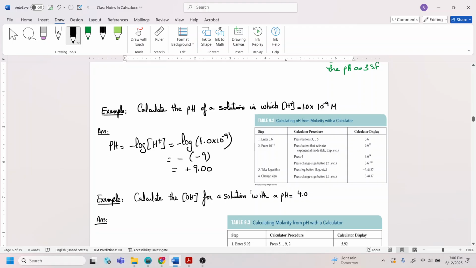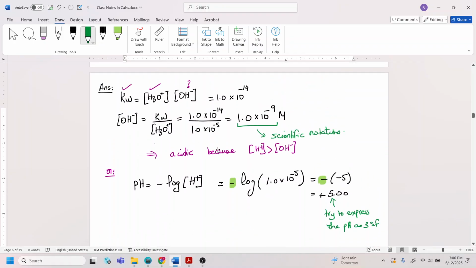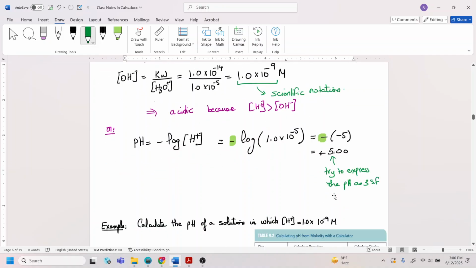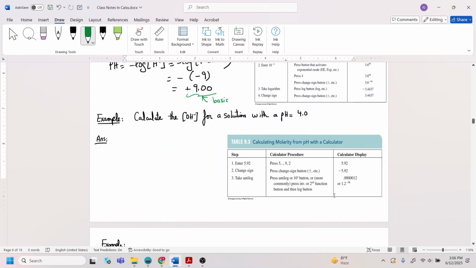So what does 9.00 mean over here? It means that your solution is basic. So this one is going to be basic. We did not mention that up there. So see, in this example we did deduce that it is acidic, and we did the pH, and it was acidic as well. So your answers have to be matching each other.